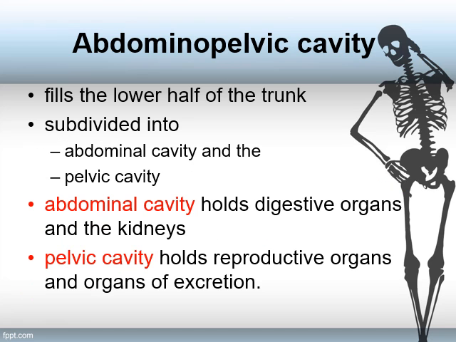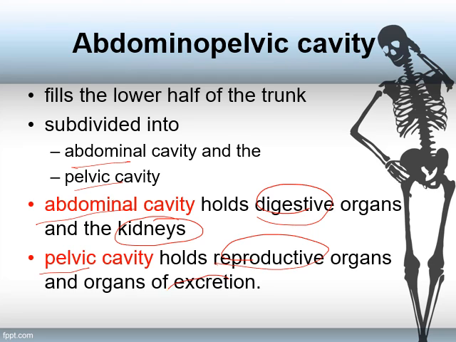For the abdominopelvic cavity, it fills the lower half of the trunk. So sa upper half is the thoracic cavity, and then sa lower half we have the abdominopelvic cavity, which again is still subdivided into the smaller cavities. We have the abdominal and the pelvic cavity. So abdominal, from the word abdomen, it holds the digestive organs as well as it includes the kidneys. For the pelvic, yung sa hips natin, it holds the reproductive organs as well as the organs for excretion, which includes the kidneys.